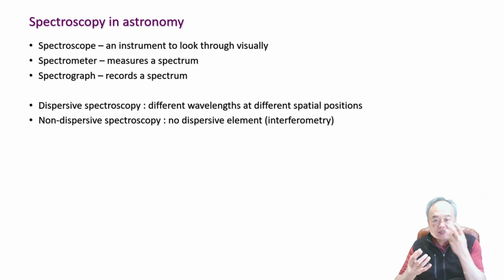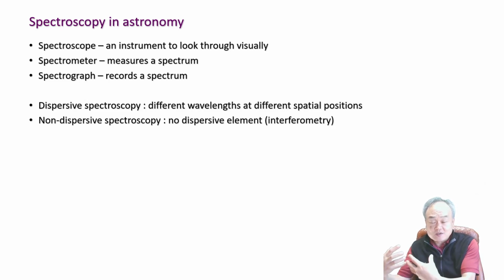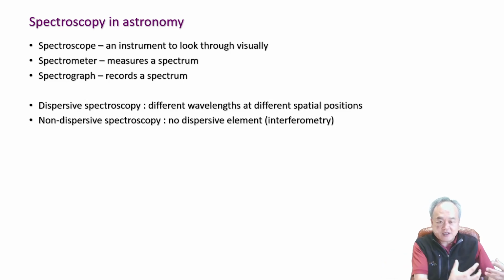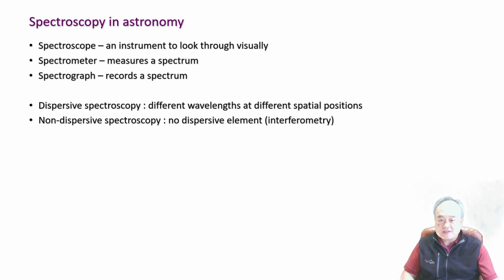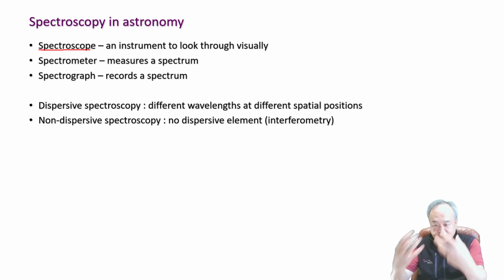Based on the specific design of the dispersing element, and the way we combine this dispersing element with the recording device, spectroscopic instruments in astronomy generally fall into three different categories. The first one is the one that we are seeing through. The first one is called a spectroscope. The "scope" means that we are seeing through that device.